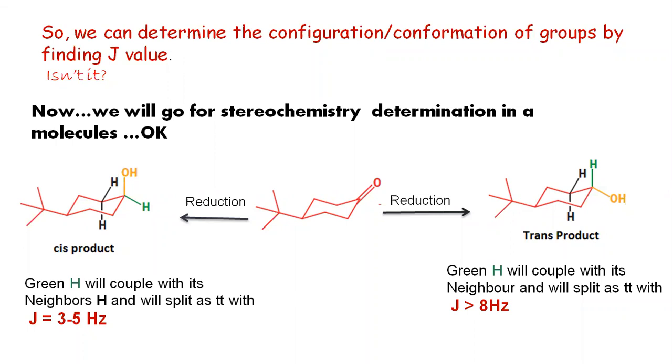OH is bulkier than H. You are getting the point? OH is a bulky thing. This would be the product, right? This would be our major product, and this will be the minor product, and this can be confirmed from the NMR spectrum.